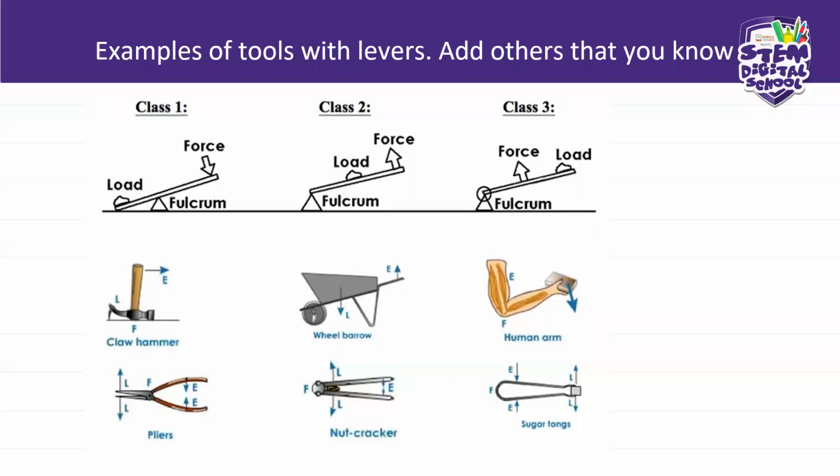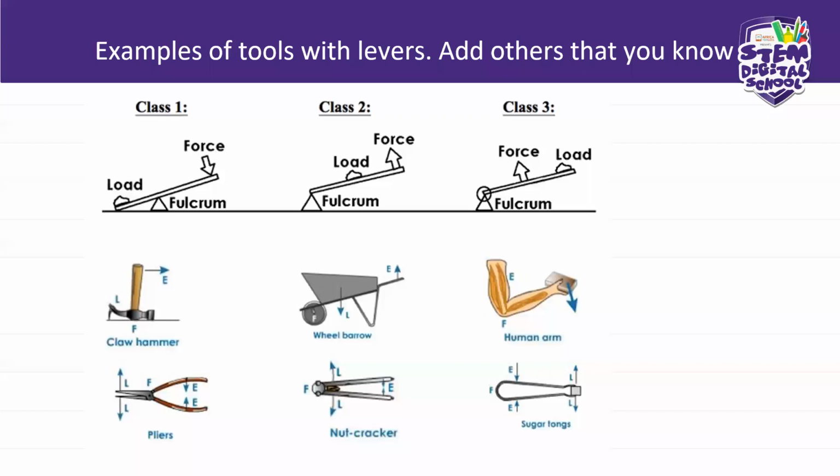second class levers. You have your nutcracker also. The same goes for the nutcracker. You see, it works almost like the wheelbarrow because you can see the nut there as the load between the effort and the fulcrum, right?